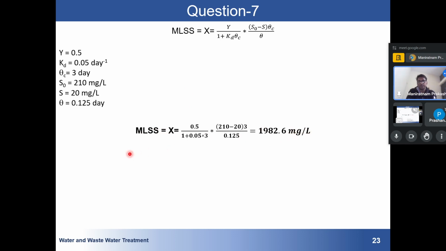Suppose this X, that is MLSS, coming in the system is very high. Then your wastewater treatment plant will fail and won't perform, and your final BOD will not be 20 milligram per liter, it will be different, and your main objective of water treatment will fail.